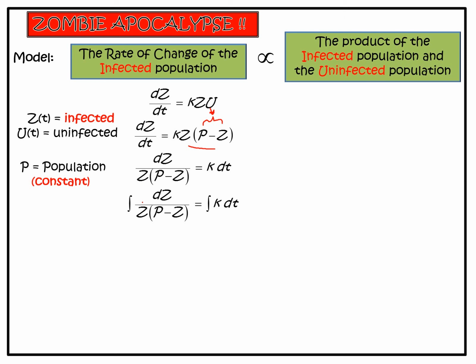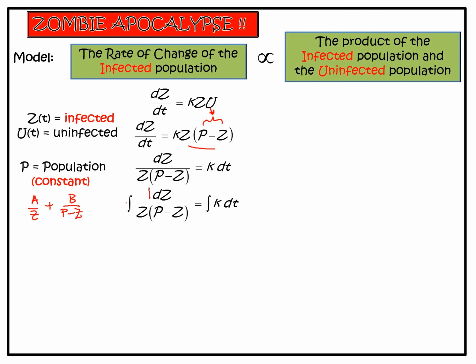So the integral of dz over z(P minus z) is the integral of k dt. Well, we know what to do with the integral on the right-hand side. What about the one on the left? What method of integration are we going to use there? Well, it's a polynomial in the denominator, and basically it's 1 on top, so it's a polynomial divided by a polynomial. That's partial fractions. Our partial fraction decomposition is going to look like A over z plus B over P minus z.